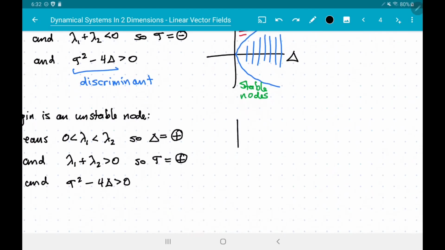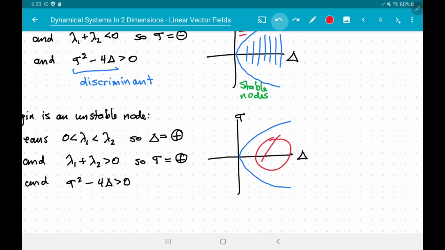So let me redraw the plane over here. So there's delta and tau. Here's the parabola where the discriminant is 0. The discriminant is positive outside the parabola, so that puts us not in here. Delta positive puts us on the right half of the plane. Tau positive puts us in the top half of the plane. So the unstable nodes are here.